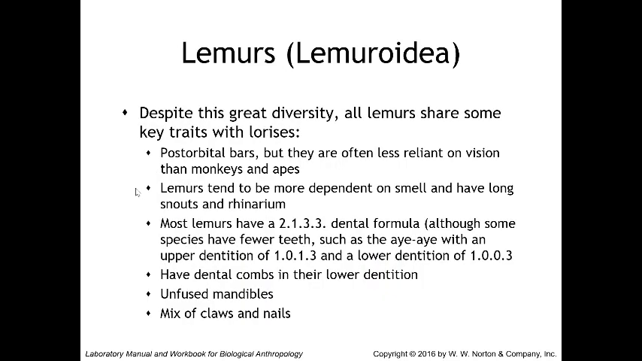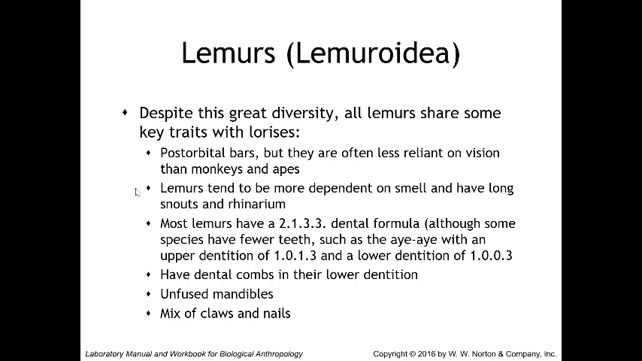Despite that great diversity, all lemurs share some key traits with lorises. This is especially true of the nocturnal lemur species. So the key traits that they share with lorises are the post-orbital bars, but they're often less reliant on vision than monkeys and apes. Lemurs tend to be more dependent on smell and have a long snout and rhinarium.